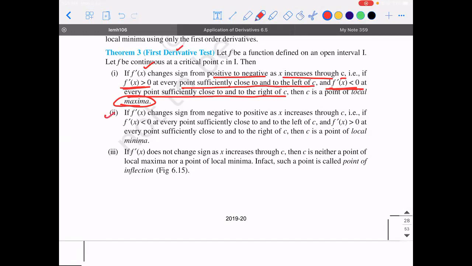Similarly, if f dash of x changes the sign from negative to positive, then you will have the point of minima. If f dash of x does not change the sign as x increases through C, then C is neither called a point of local maxima nor a point of local minima, and such a point is called a point of inflection.